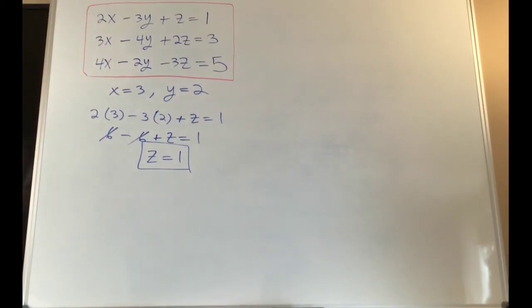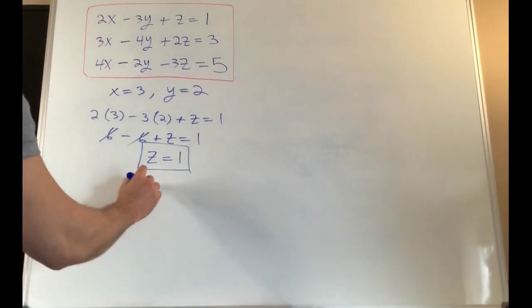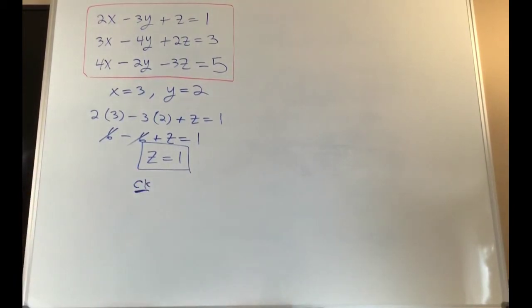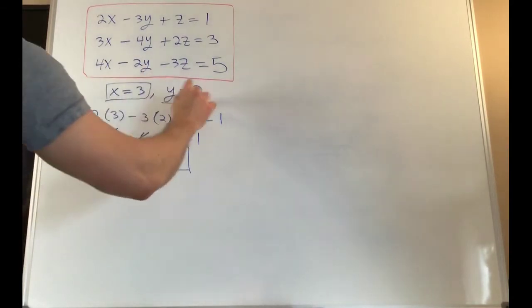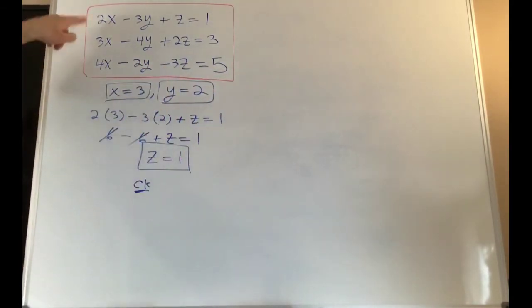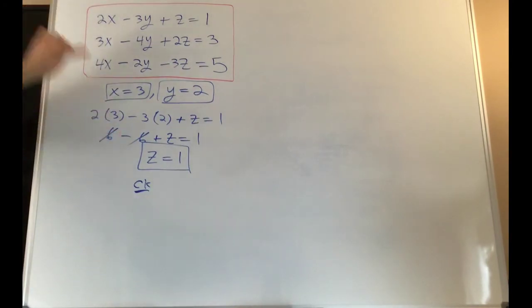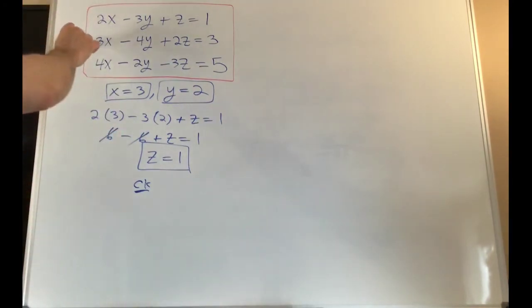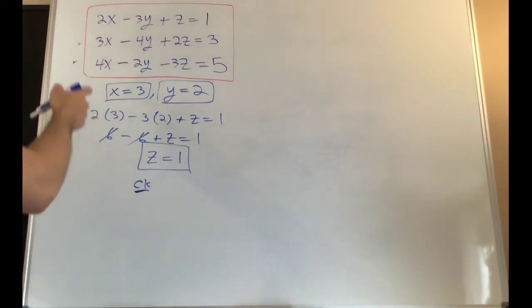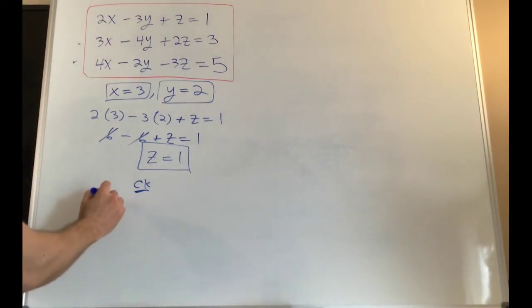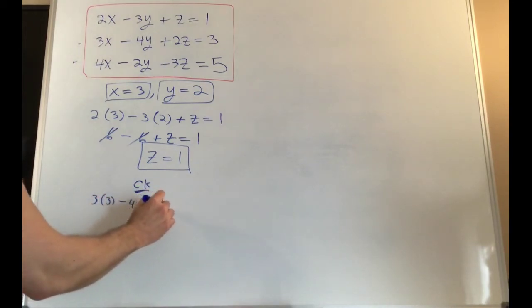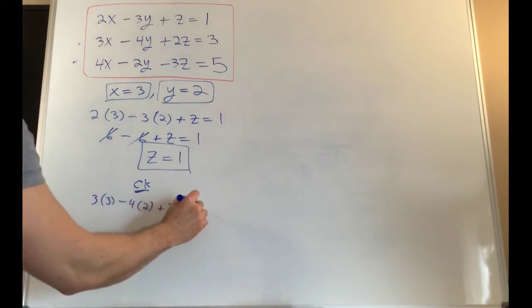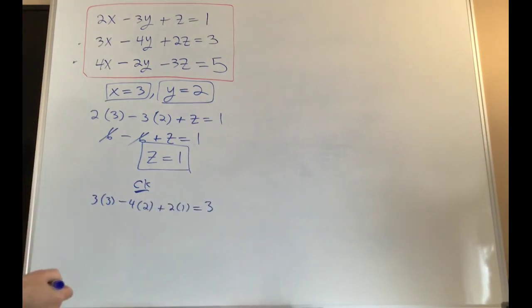So now I'm going to check. I told you you should check, and I told you that I'm going to check. So now I'm going to take my three answers. I used the top one to find z, so I'm going to check the middle one and the bottom one. So x was 3. Y was 2. And z was 1. And I hope all that craziness comes out to 3.